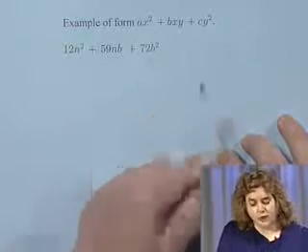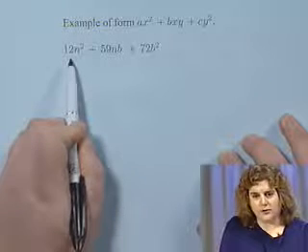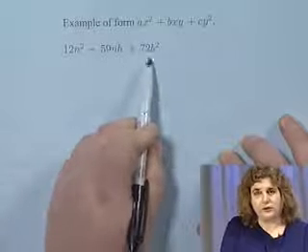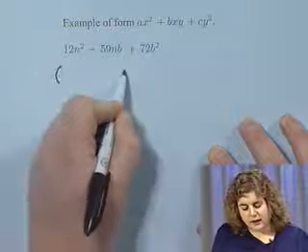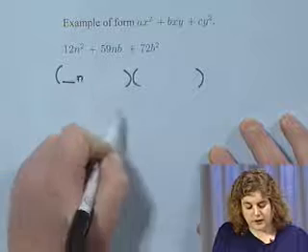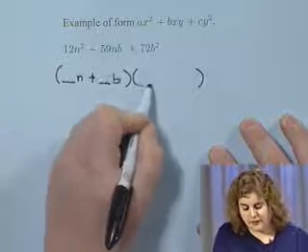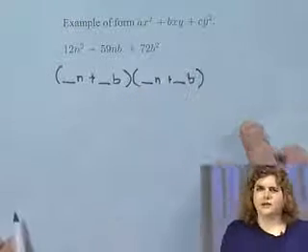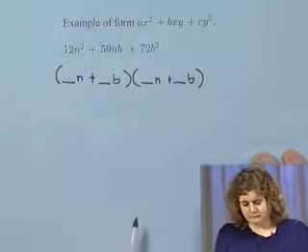But now we've got 2 variables we're working with. And the example I want to factor here is 12n squared plus 59nb plus 72b squared. When we factor this, we're going to end up with something multiplying an n plus something times b, and then we've got another blank with n and another blank with b. And the trick is to figure out what goes in those blanks. What coefficients do we need in here?